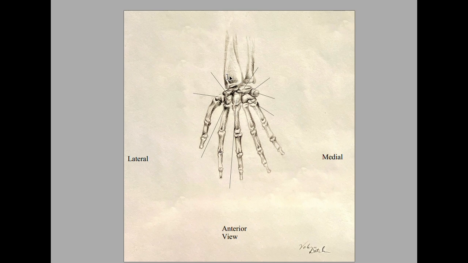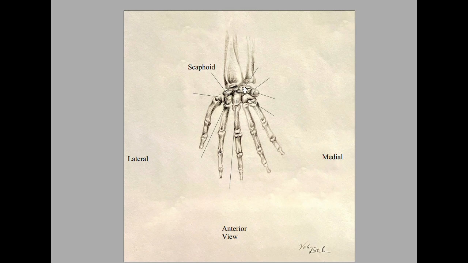So first of all, the radius right here is going to be making most of its articulation with this carpal bone right here, okay? And this carpal bone is a carpal bone that is typically fractured whenever somebody falls on an outstretched hand, okay? And this is the scaphoid bone. This is the scaphoid bone, okay? That's the scaphoid bone right there.